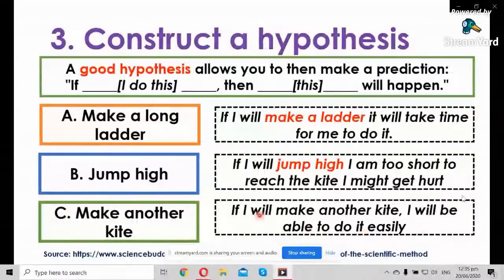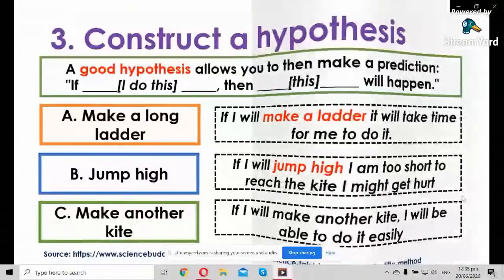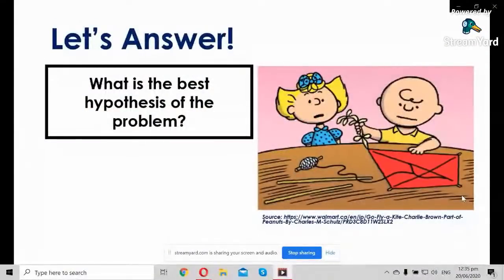Now, which of the following hypotheses will Charlie use? Let's try to find out. Let's go. Now it's time for us to answer. Ready your pen and your notebook again. Write the question. What is the best hypothesis of the problem? What do you think from the three choices earlier? Write down your answers. Go!